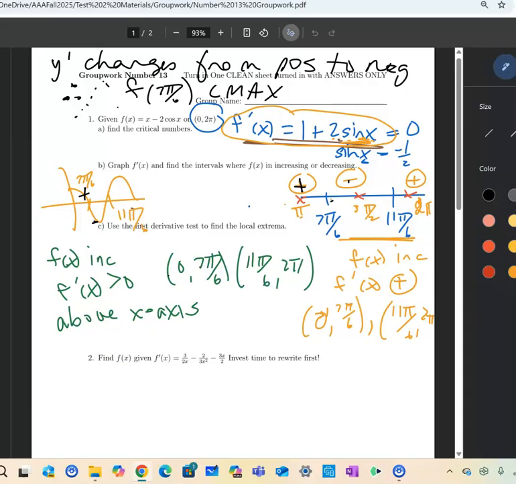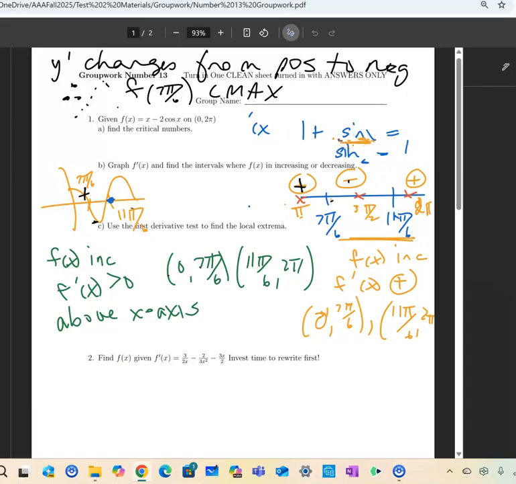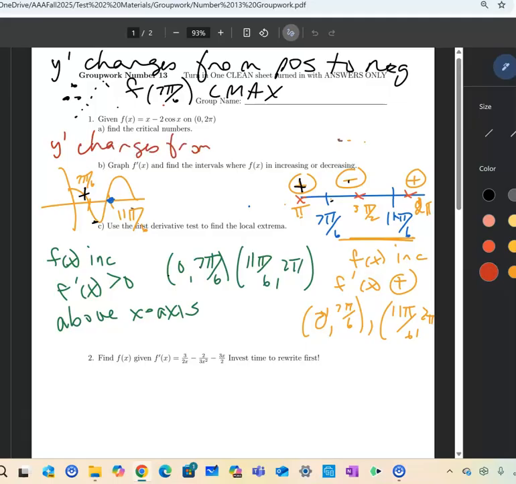Okay, let's do the same thing for 11 pi over 6. So 11 pi over 6 is here. What you want to make sure you say is that you're looking at the critical number of 11 pi over 6. So y prime changes from negative to positive. Therefore, f of 11 pi over 6 is a local minimum. That explanation is necessary to show me that you understand what the first derivative test means.